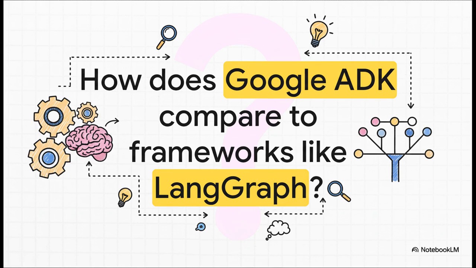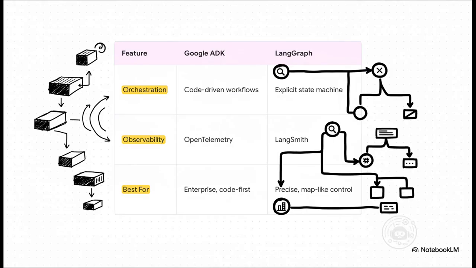Now, a question I see a lot from developers is, okay, this is cool, but how does ADK stack up against other popular frameworks out there, like LangGraph? It's a great question, because they both help you build agents, but they actually have very different philosophies. When you look at them side by side, the biggest difference is in how they handle orchestration, or how the agent's workflow is managed. ADK is code first. You're basically writing a script for your agent using standard coding patterns. LangGraph, on the other hand, is like building a visual flowchart. You define every single state and every possible path the agent can take.